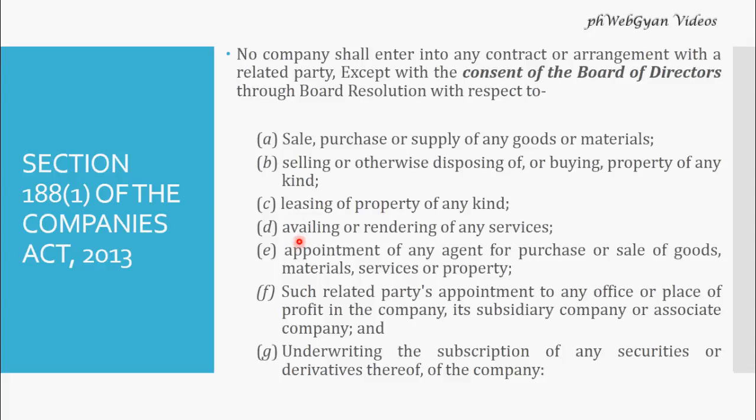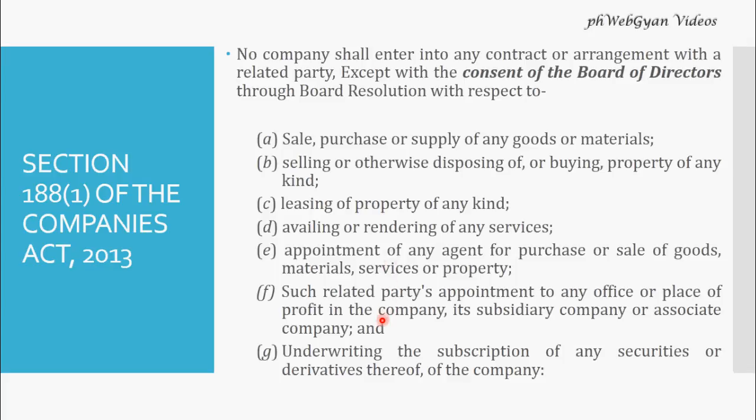Now what does this include? It can include consultancy services or any other services which a company is providing or receiving, availing. So both are covered in the related party transactions. Appointment of any agent for purchase or sale of goods, material, services or property. So this is for the appointment of an agent for these works.